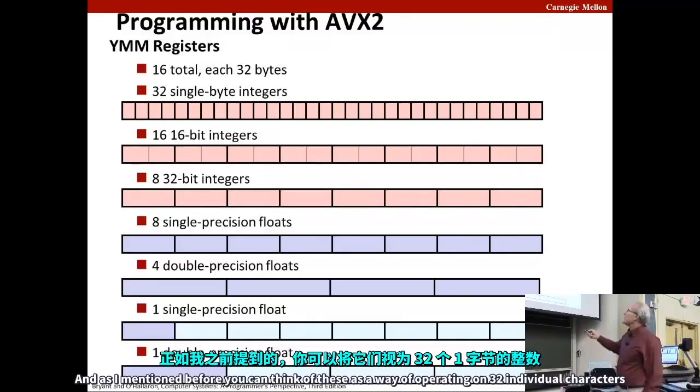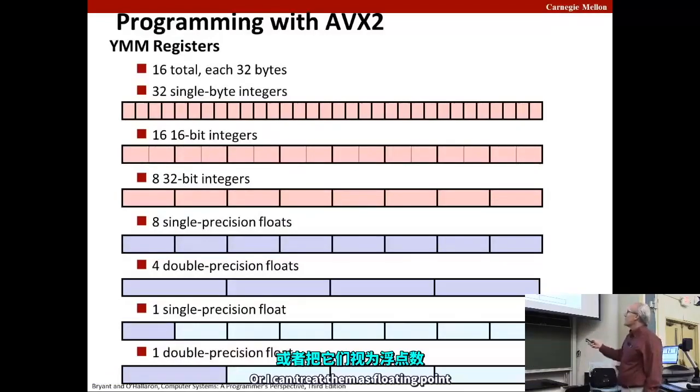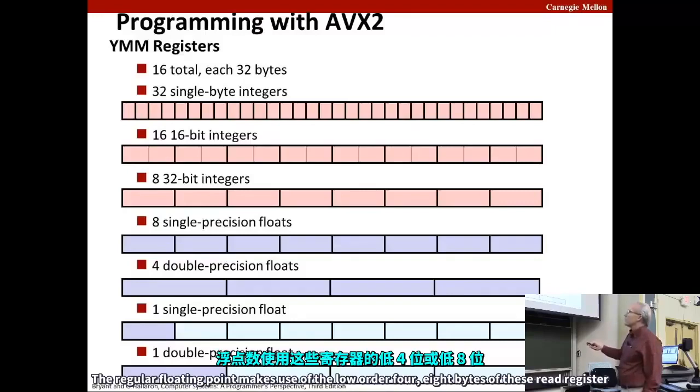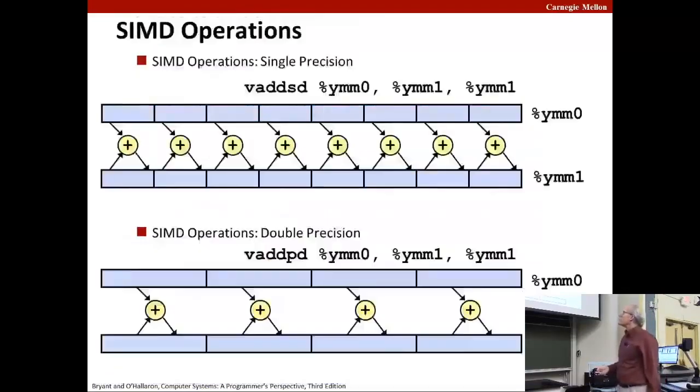And as I mentioned before, you can think of these as a way of operating on 32 individual characters, or I can treat them as floating point. And we saw before that nowadays the regular floating point makes use of the low order 4 or 8 bytes of these registers.